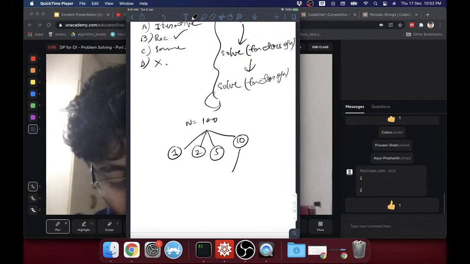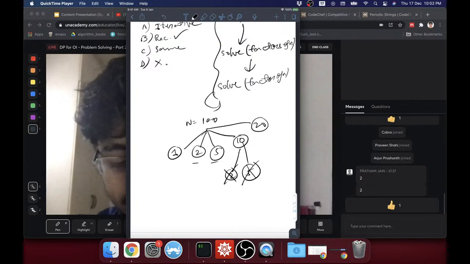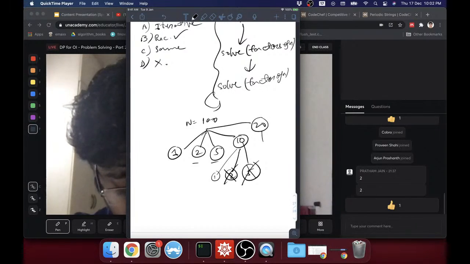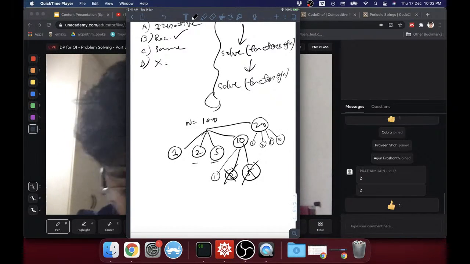Now when you're solving 10, you'll try to solve again 2 and 5. But these are already solved, so no cost. When you're solving 20, you'll also try to solve 1, 2, 5, 10, but they're already solved. You might try to solve 4 also. Here you'll solve 4 actually. They're already solved, so that's cheap. You don't have to solve them again.